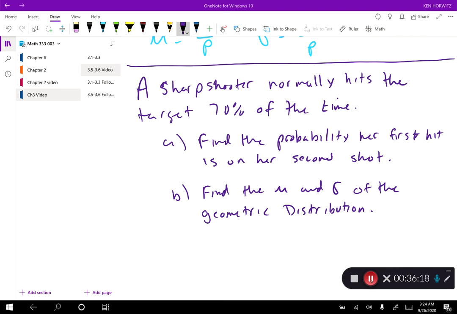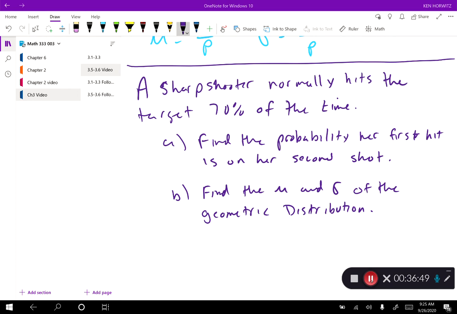All right, so here's our first example. A sharpshooter normally hits the target 70% of the time. Find the probability her first hit will be on her second shot. That's what we mean when we go until we get a success. So success is hitting the target. We want to know if her first hit will be on the second shot. My second question is, find the mean and standard deviation of the geometric distribution.